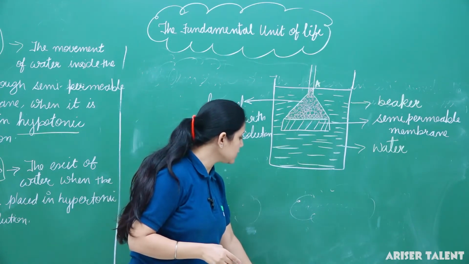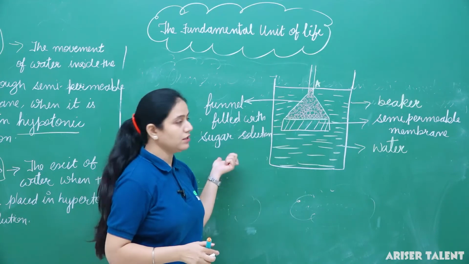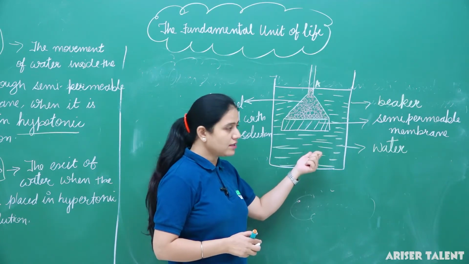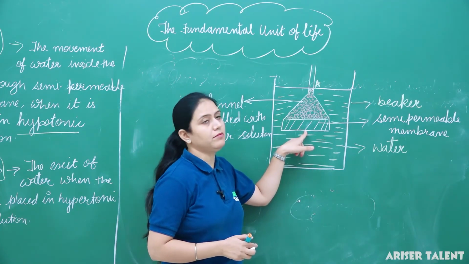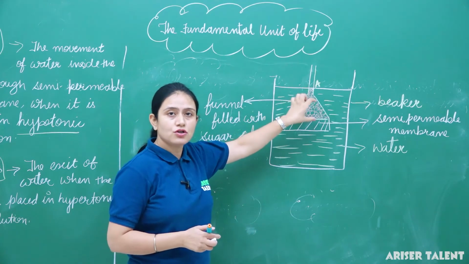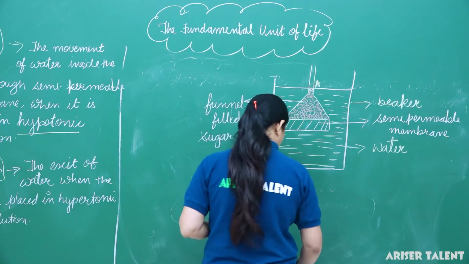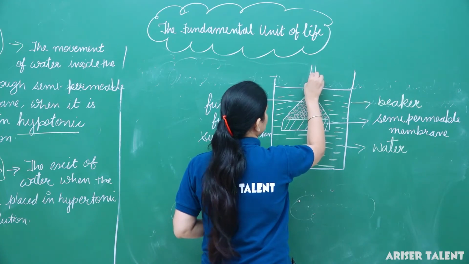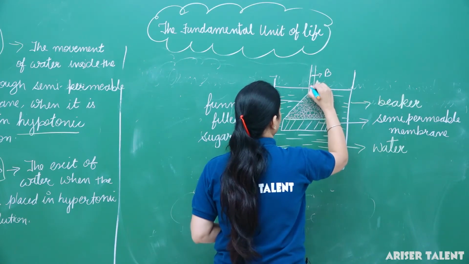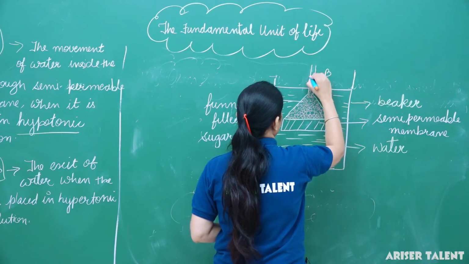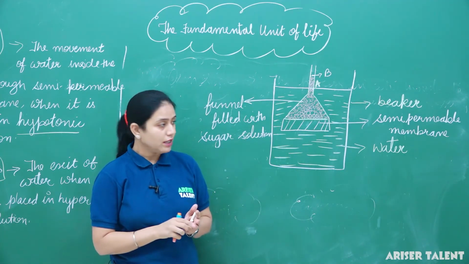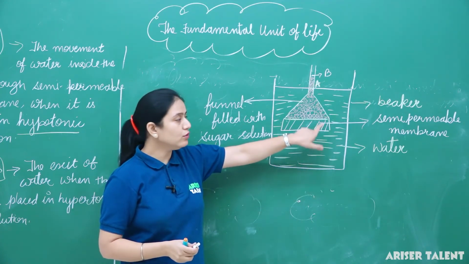Okay, now what happens when we keep a funnel which is filled with the sugar solution in the beaker which is filled with water? The water molecules move from semi-permeable membrane inside the funnel, and the level of this sugar solution increases and reaches till B. Here we will mark B. The level of sugar solution will increase due to the entry of water molecule, and this process is known as osmosis, because here water molecules have moved inside the funnel.